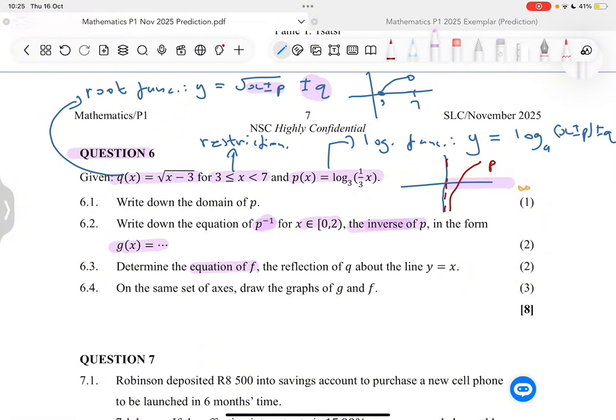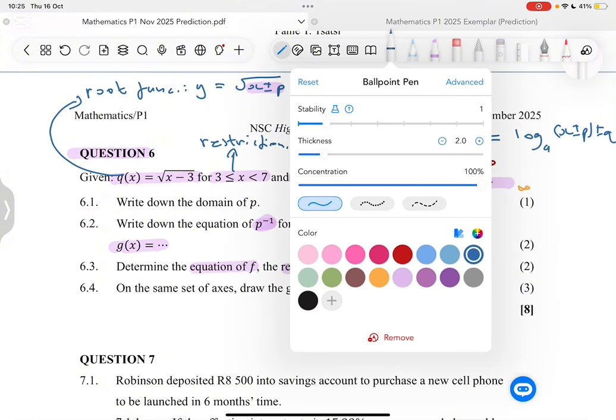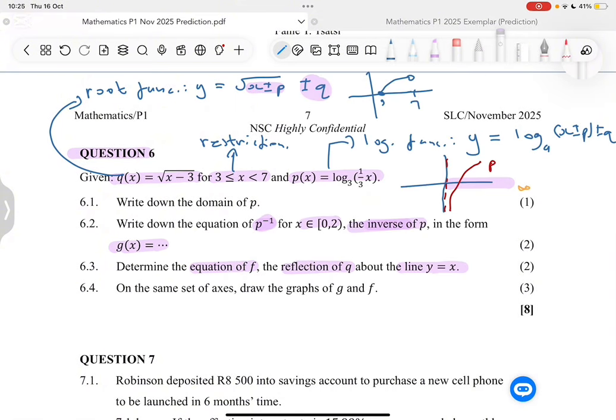So f is a new function. They say this is the reflection of q about the line y is equal to x. Now if we do a reflection about the line y is equal to x, it means we are actually doing an inverse. So this is another way of saying find the inverse of the function q. Because remember, when you reflect a line about the line y is equal to x, you actually swap your x's and y's. Your x becomes y and your y becomes x. And that's the definition of what an inverse is.